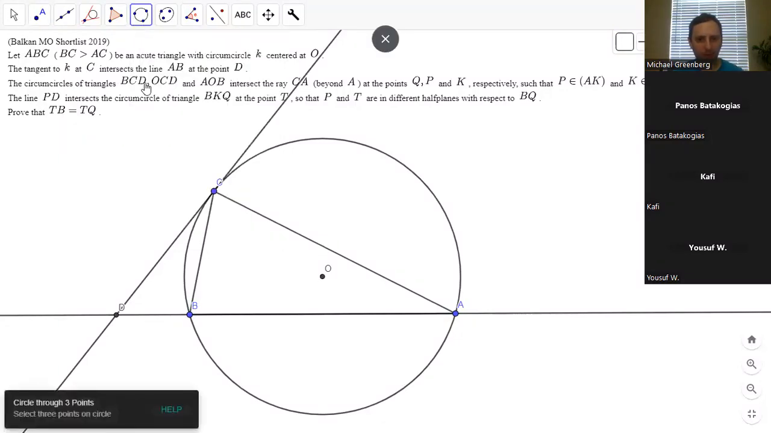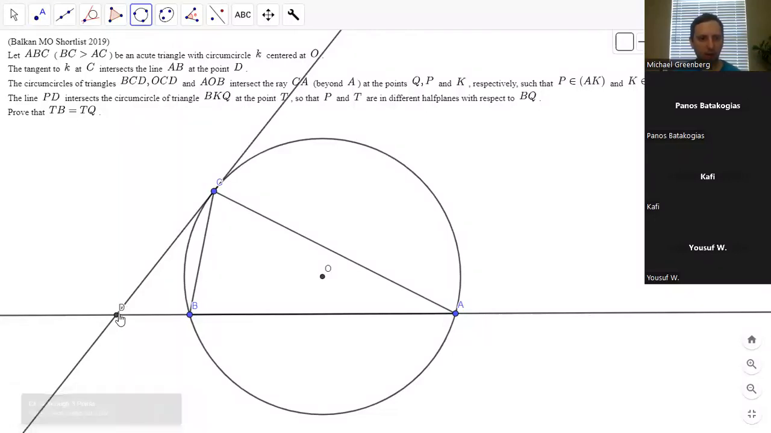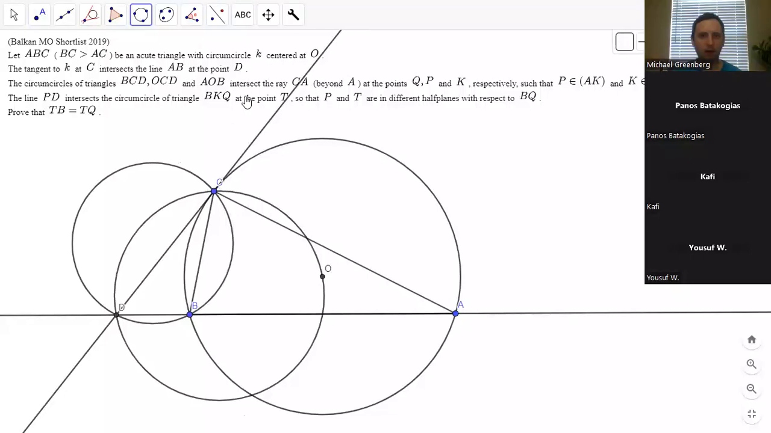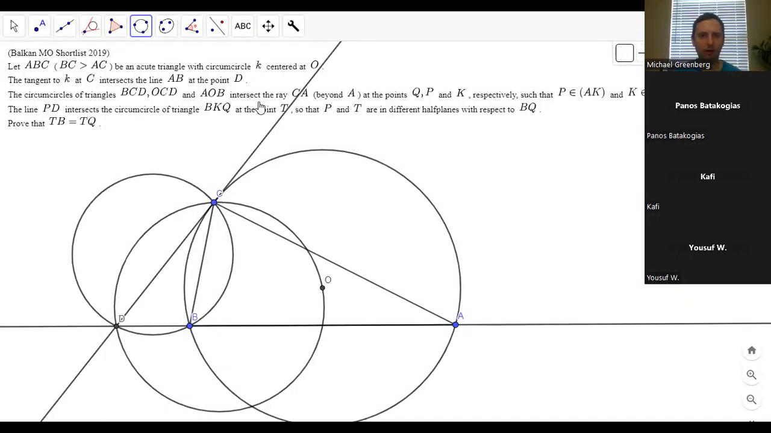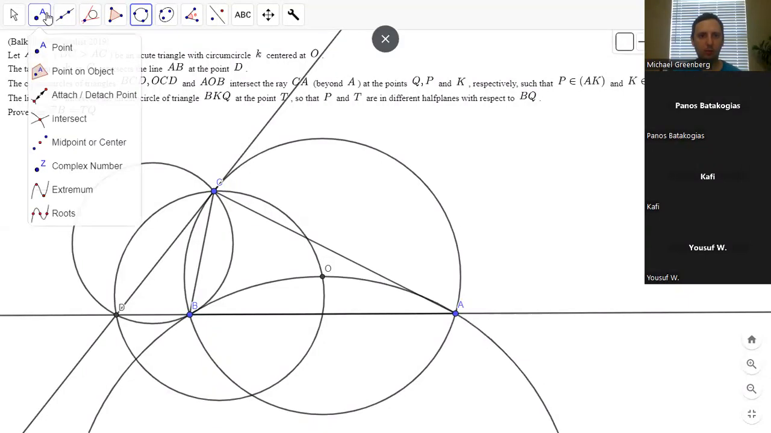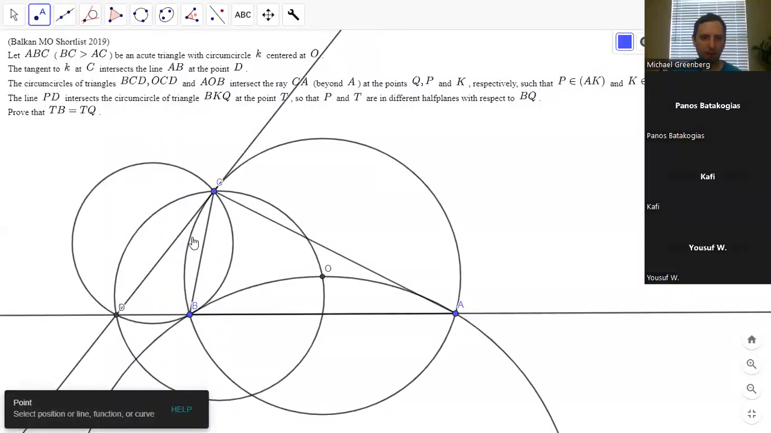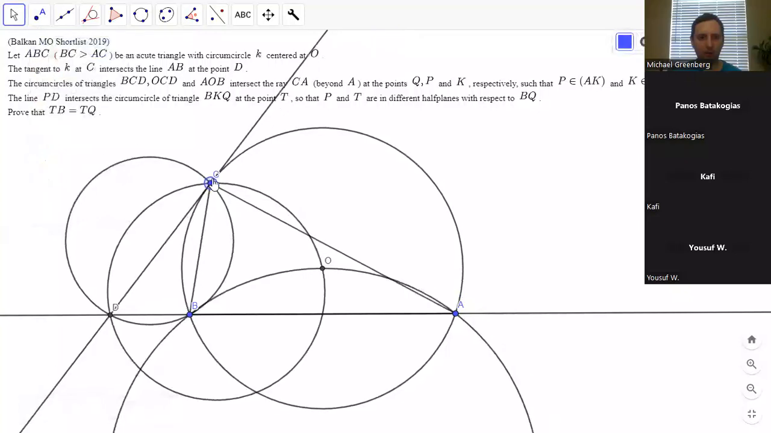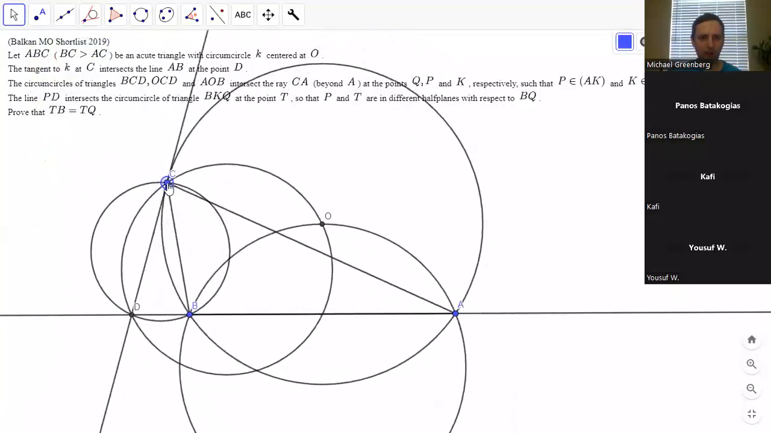We draw the circumcircles of BCD, OCD, and AOB. It's a lot of circles. And they intersect the ray CA at points Q, P, and K. So BCD, we have to draw the whole ray. Because it says the ray, I guess we need to draw it like this.